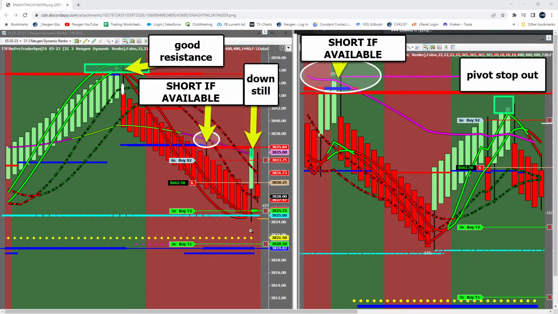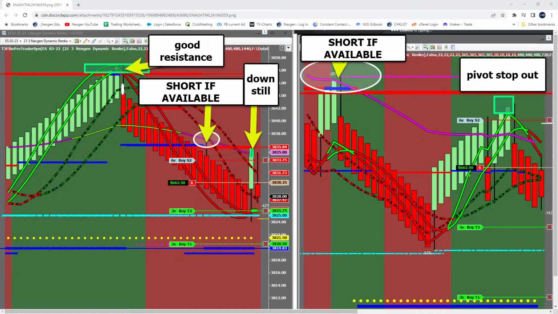What happens at a pivot stop out? We went through this yesterday and I said something very, very specific. What was it? The specificness of a pivot stop out is it doesn't mean that we won't ever go down again. What it means is that we're going to bounce higher before we go down again. And I said this on a 5-1 chart yesterday.